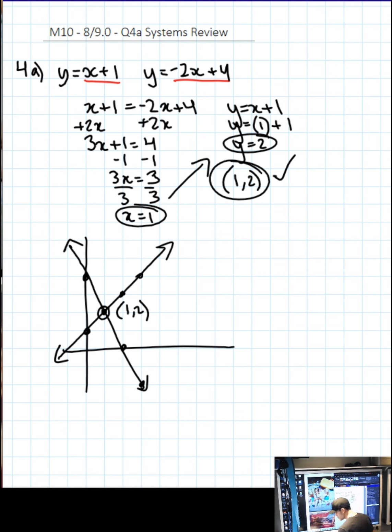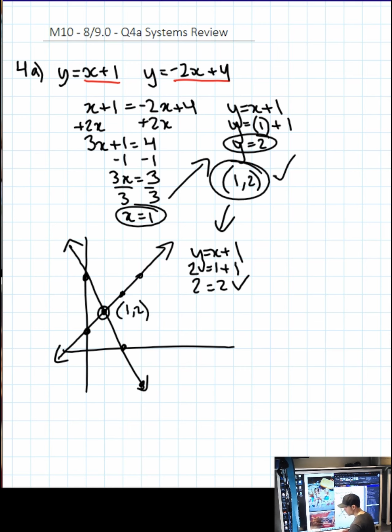Then it says check your solution. So then take your equation, y equals x plus 1, and substitute x and y. So the solution that we got is 1, 2. We have a y value of 2 and an x value of 1. And 2 equals 1 plus 1 is 2.